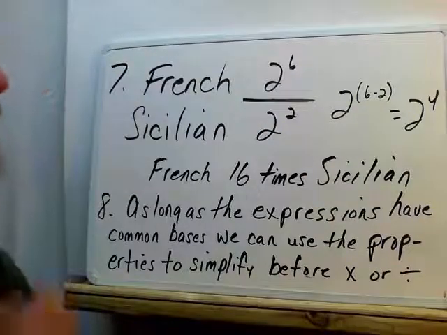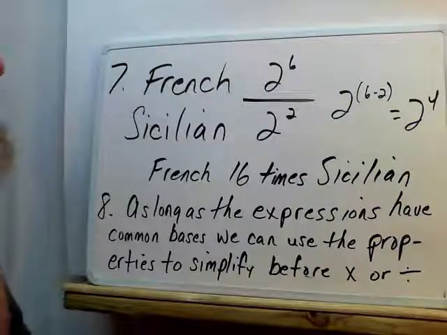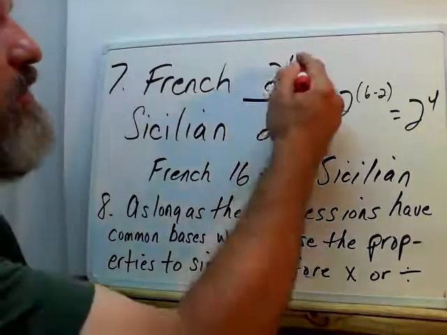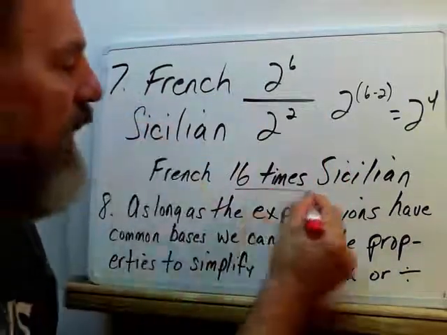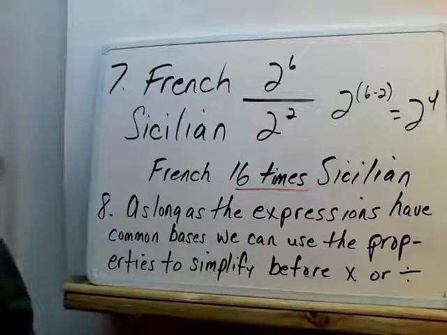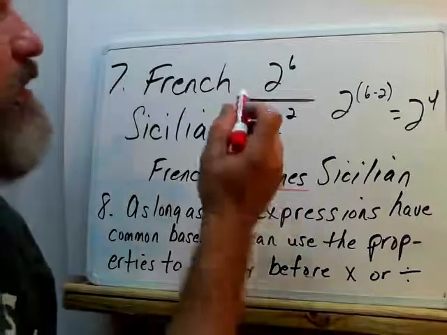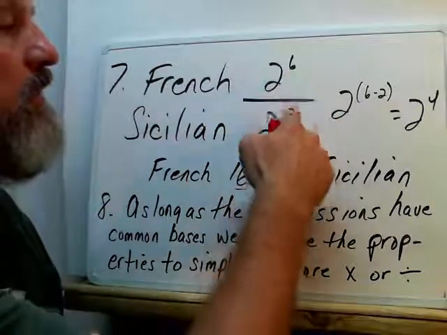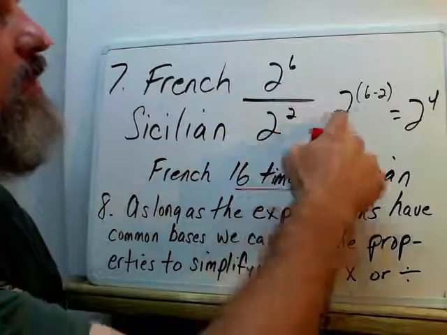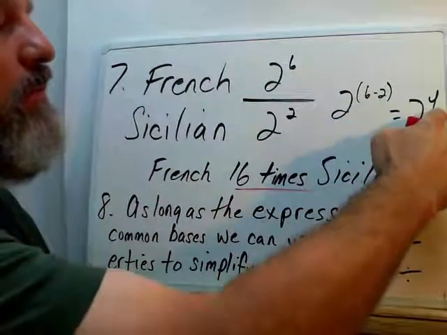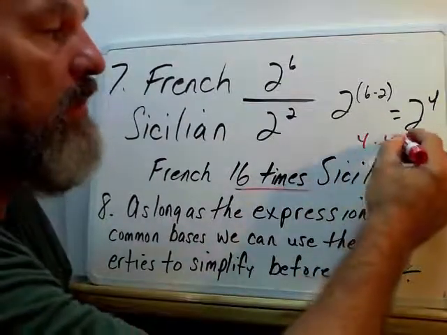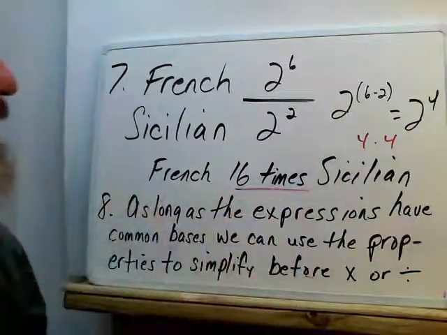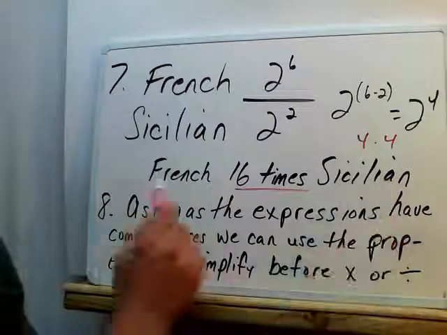Number 7. We have a problem comparing the French to the Sicilian here. We have 2 to the 6th over 2 squared. Now remember, we're trying to find out how many times greater the French is than the Sicilian. So this is actually a division problem. 2 to the 6th divided by 2 to the 2nd is 2 to the 6th minus 2, or 2 to the 4th. 2 to the 4th is like 2 times 2, which is 4, times the other 4, that's 16. We have French at 16 times the Sicilian.